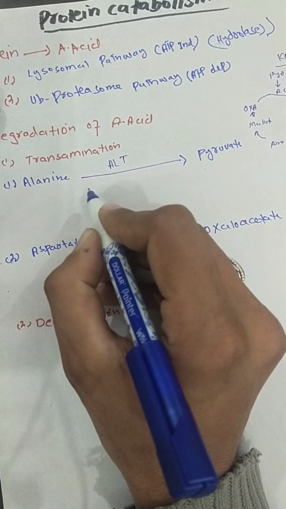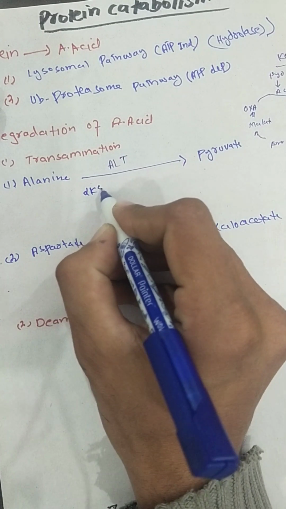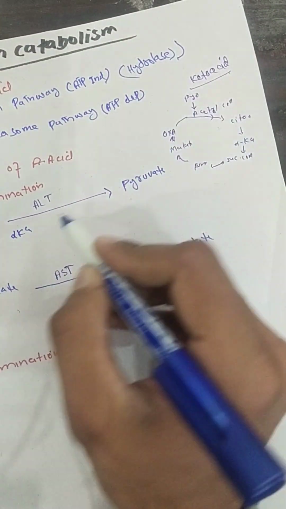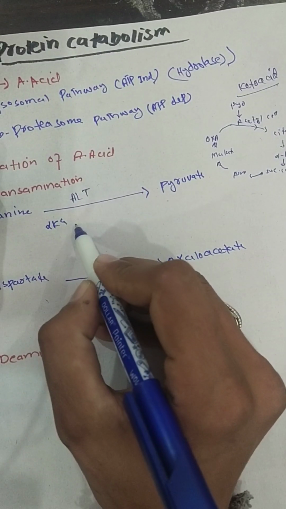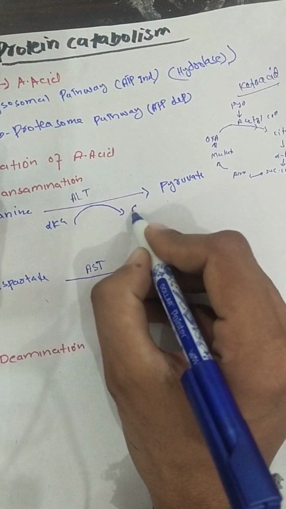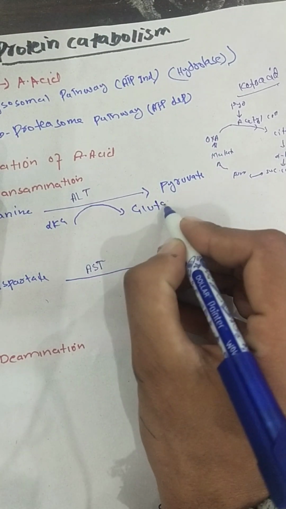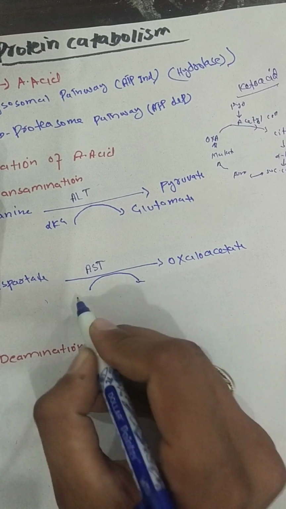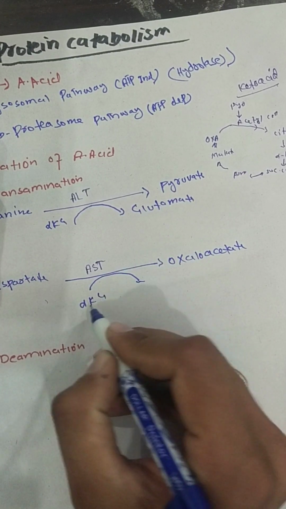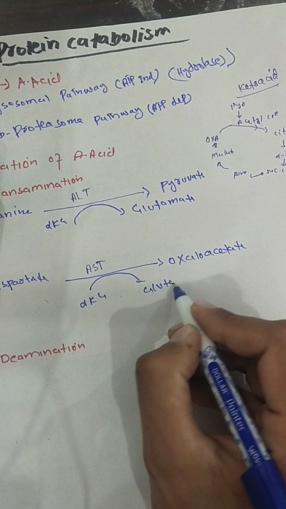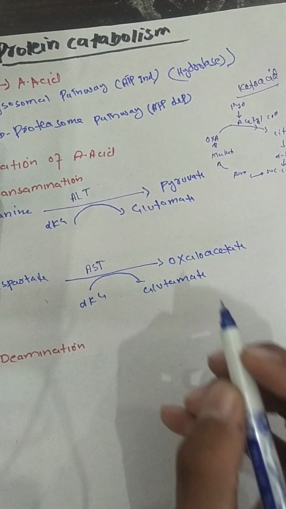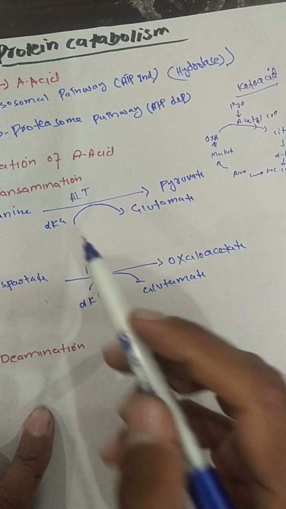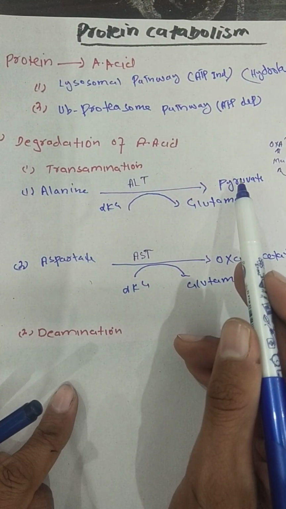How? Look, we have alpha ketoglutarate, which is present in the TCA cycle. Alpha ketoglutarate is a keto acid, and it is converted into glutamate. In this reaction it is also the same: alpha ketoglutarate is converted into glutamate. So in both reactions alpha ketoglutarate is converted into glutamate, but the difference is the amino acid and keto acid which are produced.